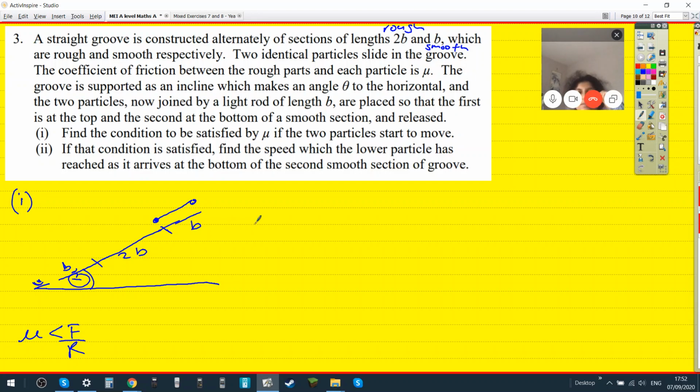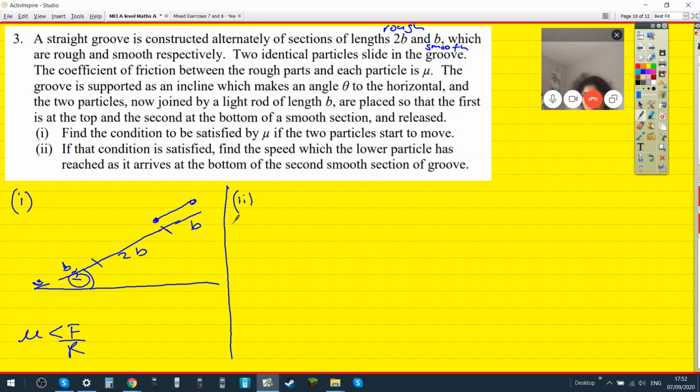The speed at which the lower particle has reached. Okay. I'm not really sure how you'd find the speed. I'm guessing it would be Suvat again. Okay. So S is, well, it starts at B already.